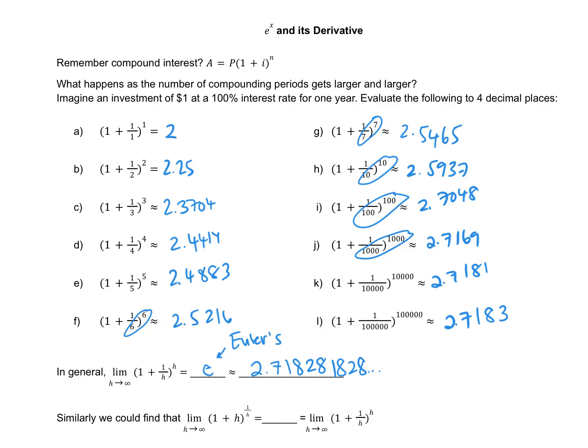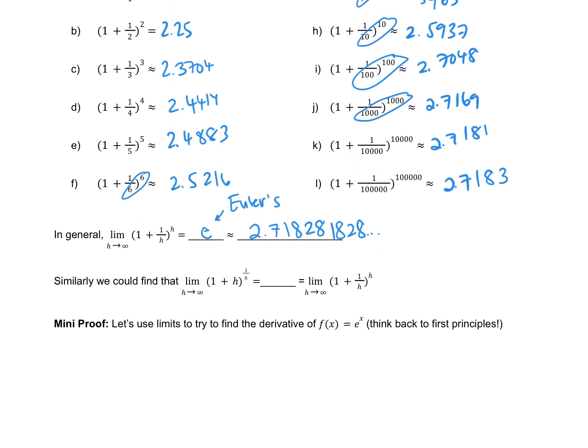Now we could have also found this value by taking the limit as h approaches 0 of 1 plus h to the power of 1 over h. We end up approaching the same value.